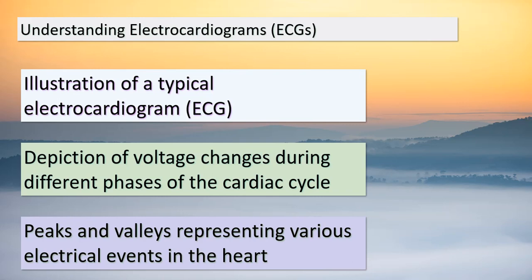You'll notice peaks and valleys on the graph that represent various electrical events occurring in the heart. These events include the P wave, QRS complex, and T wave. Each of these components tells us something important about the heart's activity. So, the next time you see an ECG, remember that it's like a visual snapshot of your heart's electrical dance.